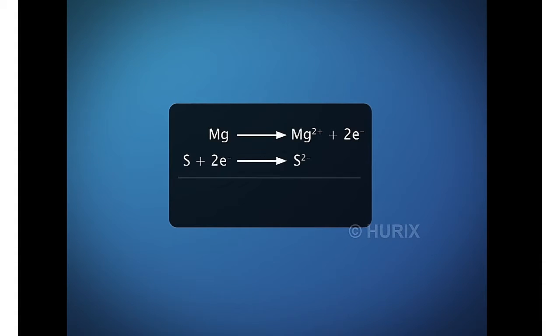These 2 reactions will not take place separately. Let us combine these 2 half reactions. 2 electrons on each side are cancelled to get a redox reaction.